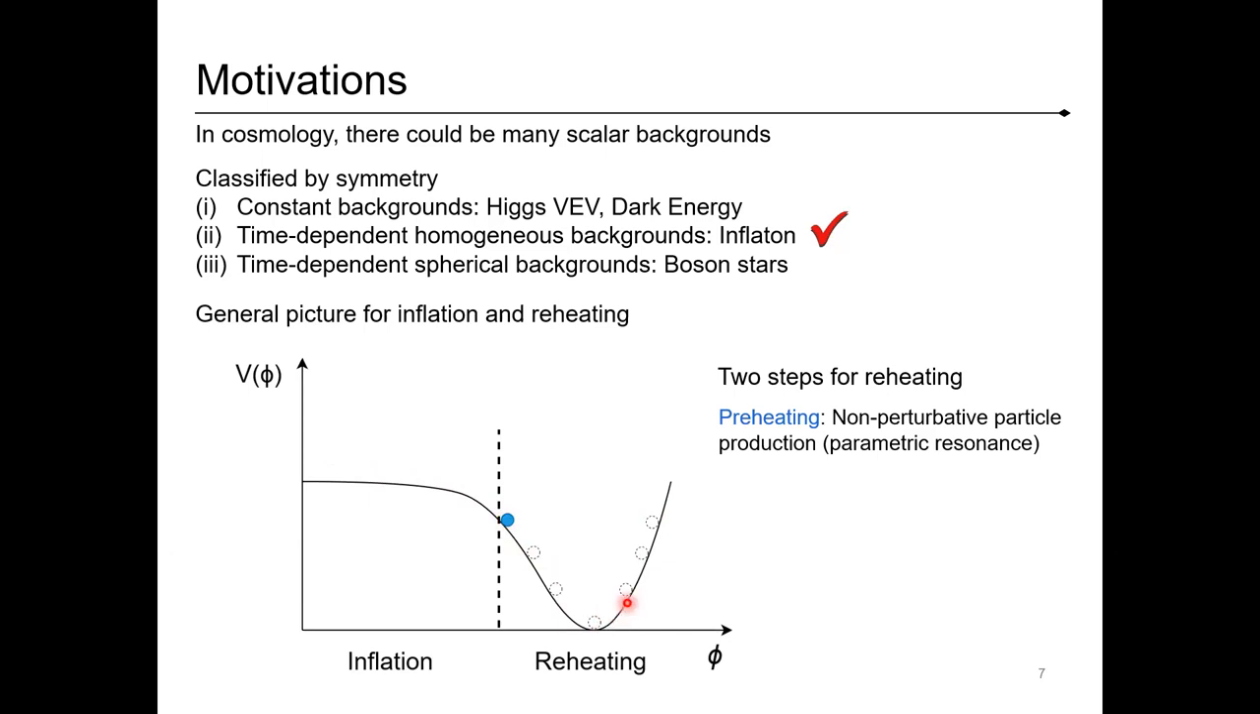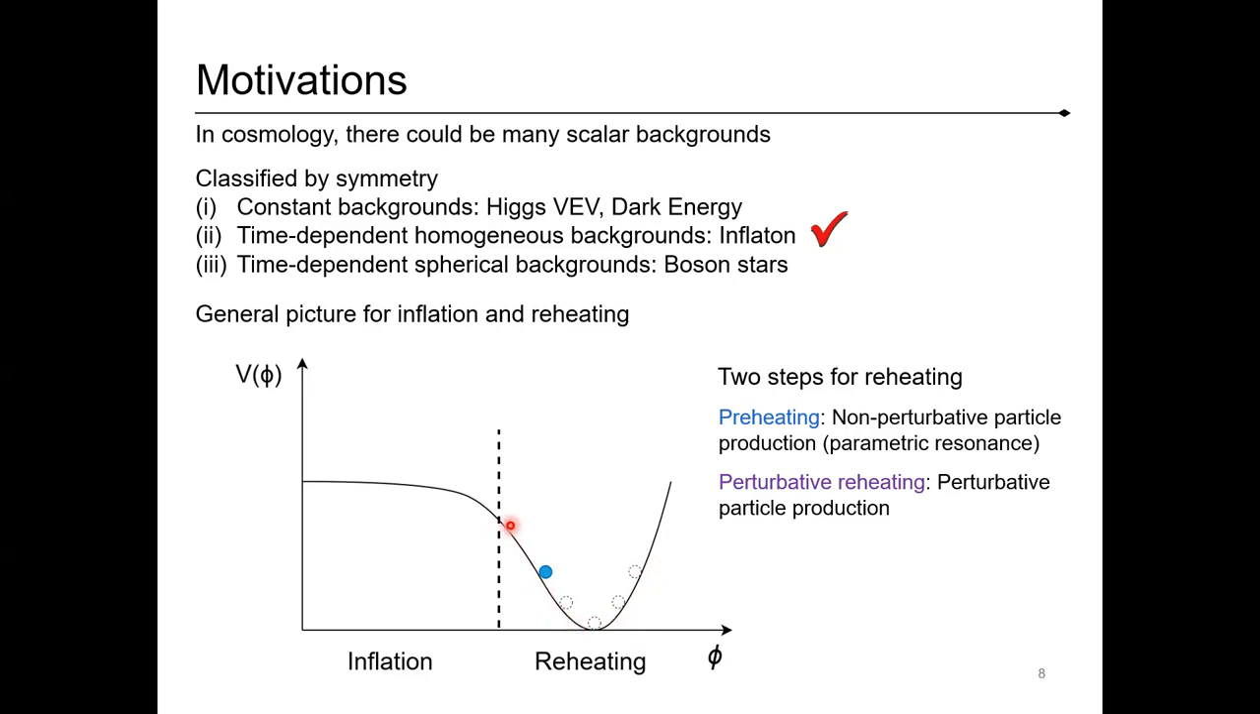And then reheating begins. There are actually two steps for reheating. When the amplitude is large, particle production from the oscillation is non-perturbative, and it is usually called preheating. When the amplitude is small, particle production becomes perturbative, and it is sometimes called perturbative reheating. In this talk, we will focus on this perturbative particle production.